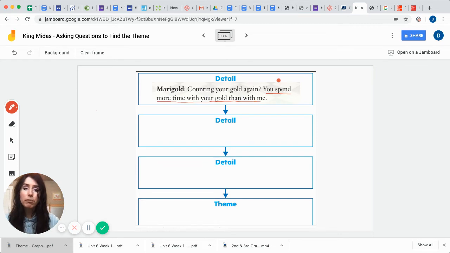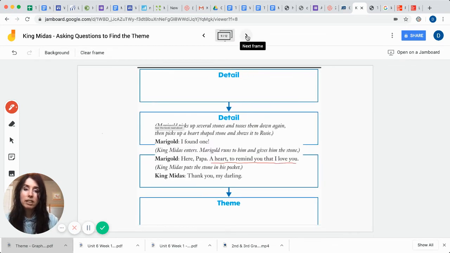Okay, the next detail that I came up with that supported my theme of the story was the part where Marigold, with her friend Rosie, wanted to find something that her father could take that would remind him of her, and she found something, and it was a rock in the shape of a heart. And she gives it to her father. She says, "Here, Papa, a heart to remind you that I love you."